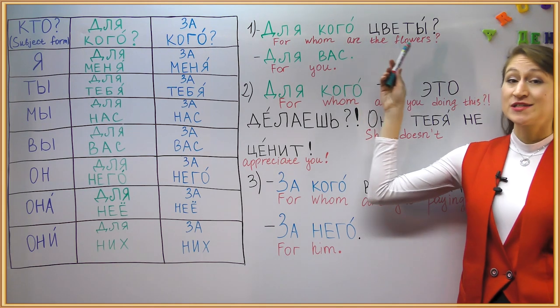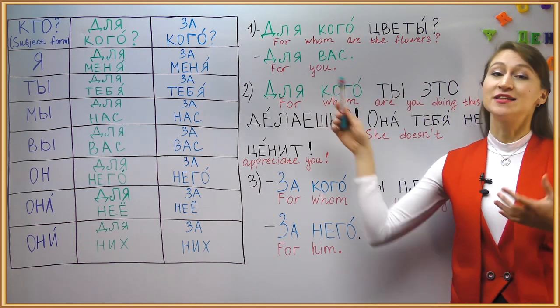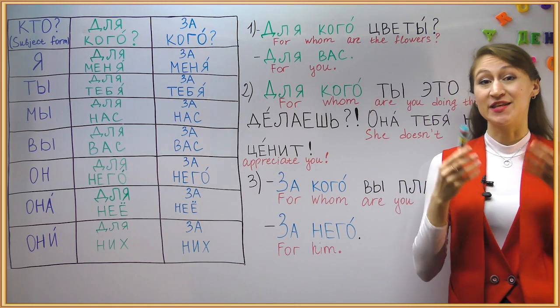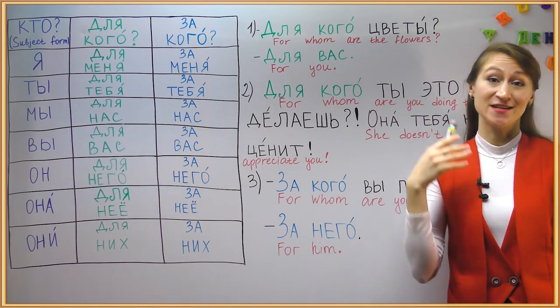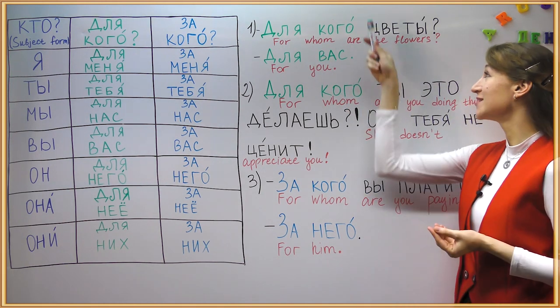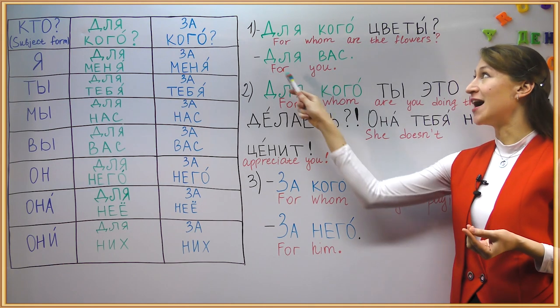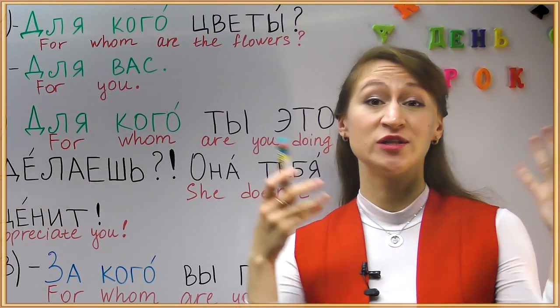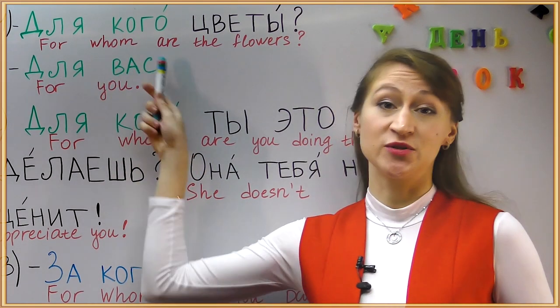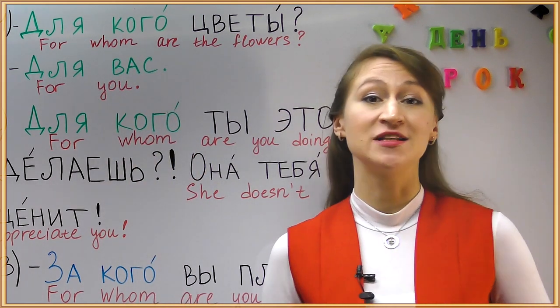Для кого цветы? Для вас. For example, you decided to do something nice for your mother-in-law and you bought her flowers. So she's asking you, для кого цветы? Для вас. Normally, we would talk formally to our parents-in-law. That is why we will use вас here, the formal you.